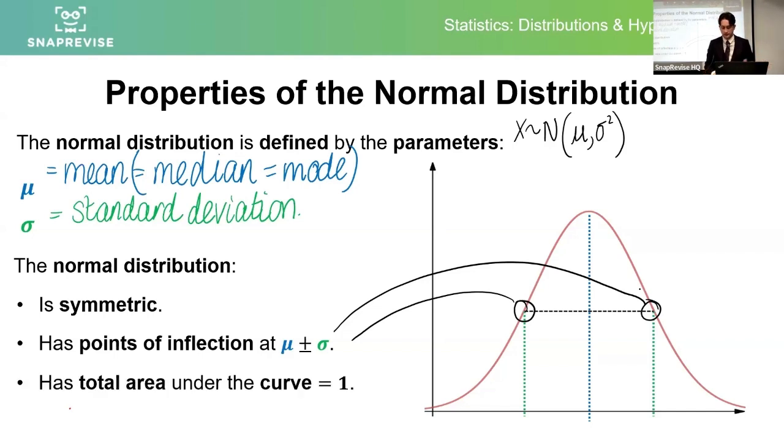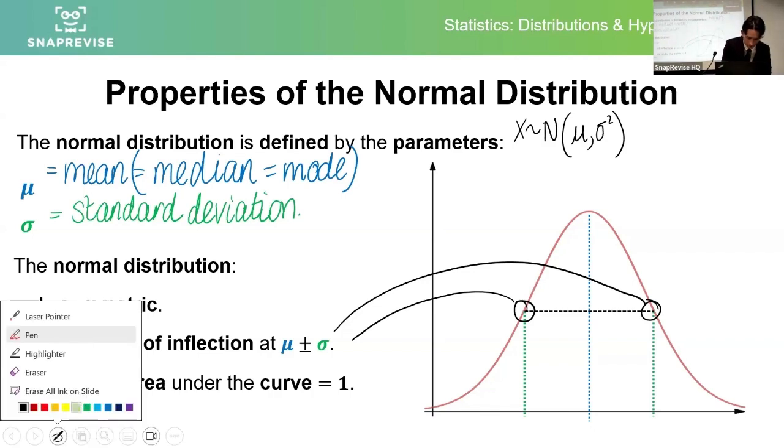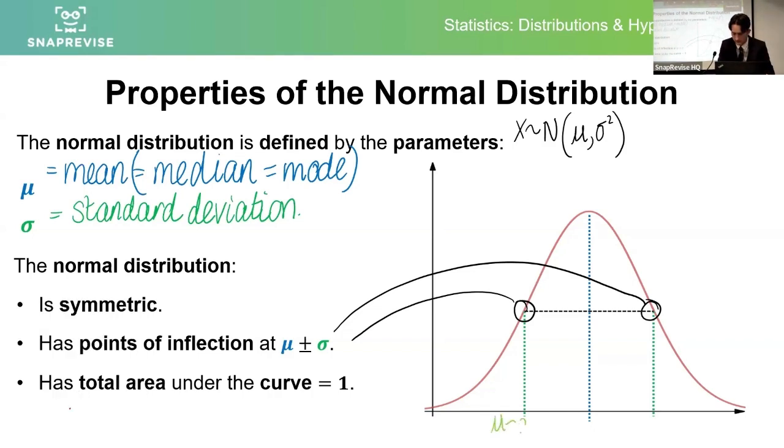And the other key thing to consider is the total area under the curve is 1. Thankfully, you don't have to do this at A level. I don't even remember doing this at university, but technically if you integrated it, the area under it would be 1. Thankfully, we don't have to integrate the normal distribution curve, but that's something we need to consider. So this value here, let me annotate that on, is mu minus sigma, this is mu plus sigma, and this is mu.